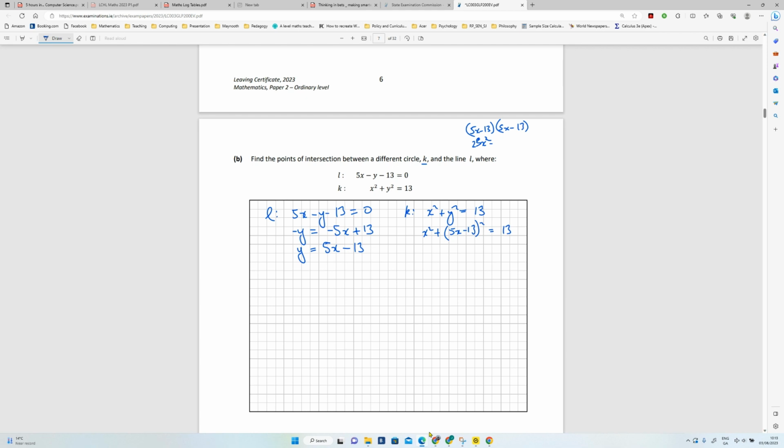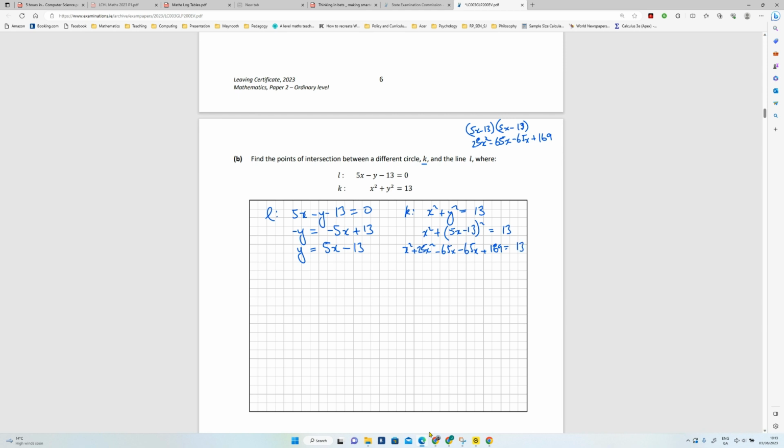Then I'm going to say 5 by minus 13. So 5 tens is 50, 5 threes is 15. So that's minus 65x. The next one is going to be minus 65x as well. And the last one is going to be 13 13s, which is 169, a plus 169. Which gives me x squared plus 25x squared minus 65x minus 65x plus 169 is equal to 13.